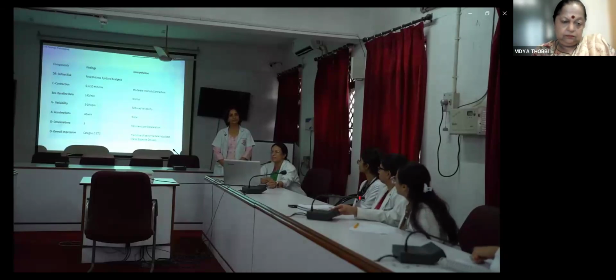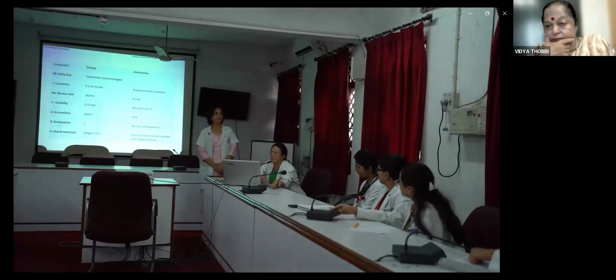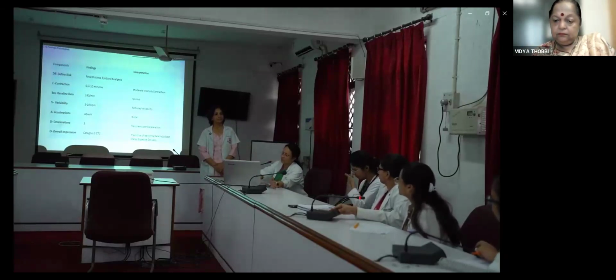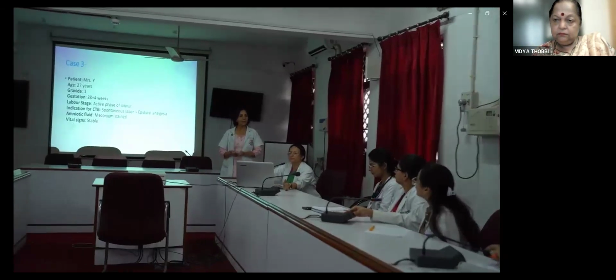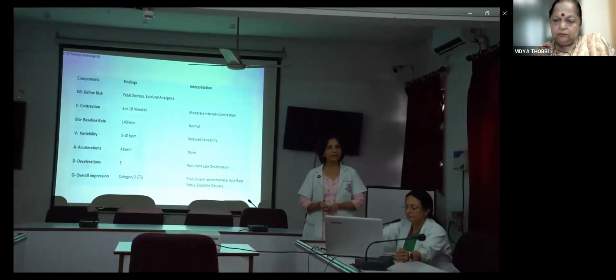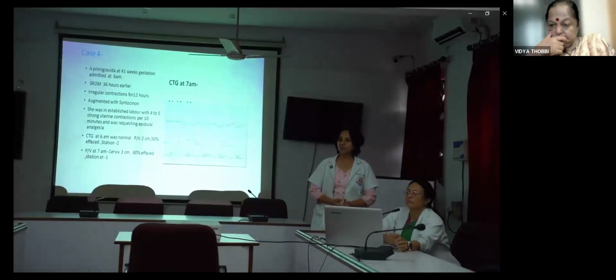Yes, so if she is in advanced labor, she is almost fully dilated or at least 8 centimeter to 9 centimeter dilated, then you would leave her for a vaginal delivery. And if this happens in early labor, then you will take her up for a cesarean section. Because category 3 is ominous. It indicates acid-base imbalance to the baby. And that is why it needs immediate termination. So moving on to our last case.